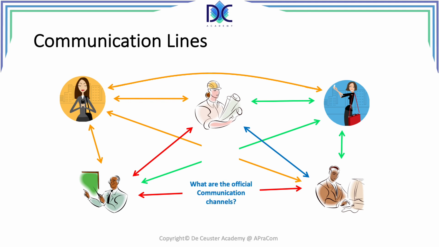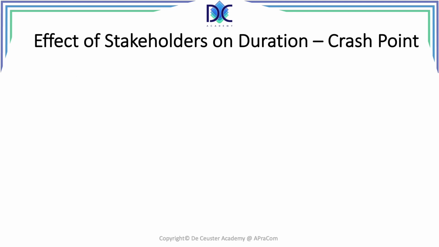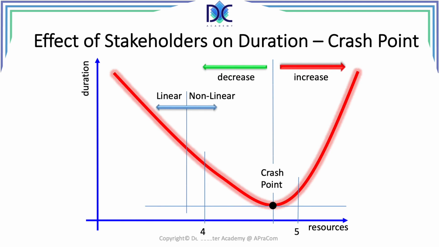Now, basically, we have to deal with the official communication lines. We can calculate the number of communication lines with the formula n times (n minus 1) divided by 2. So when we have 10 people, we have 45 possible communication lines. And you see, when the number of people increases, the number of communication lines increases a lot faster. Of course, typical teams are 3 people up to 10 people, which is still manageable.